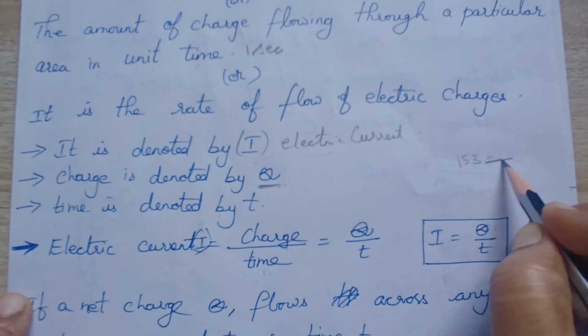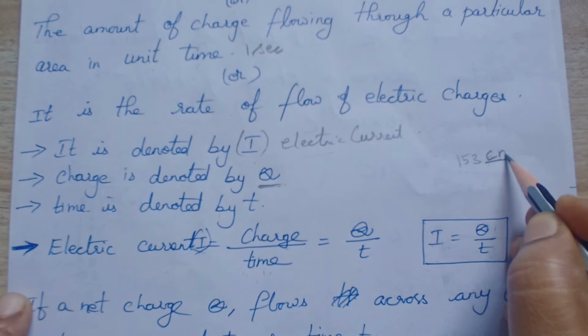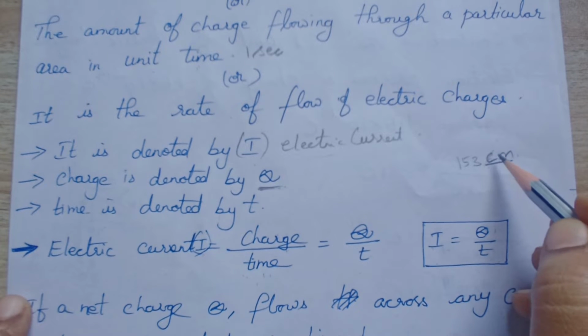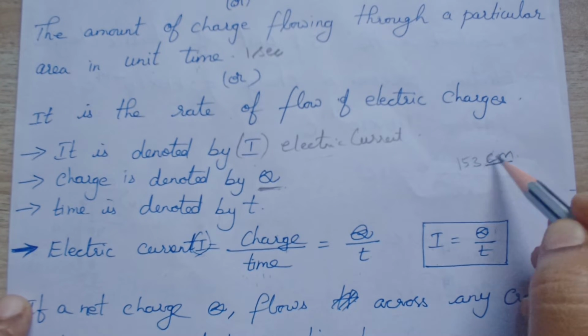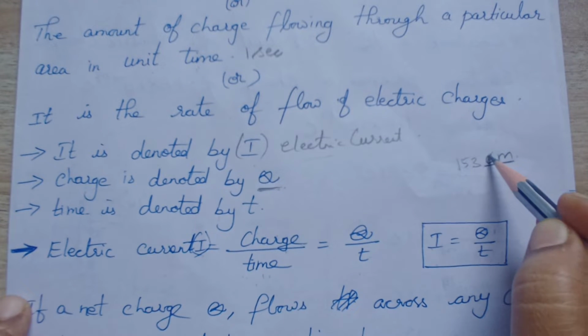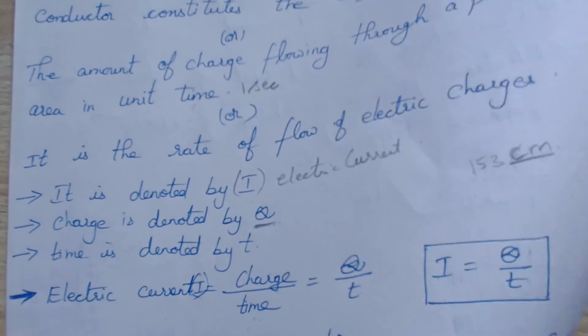First you have to denote with the unit, right? So your height may be 153 centimeter. If you wrongly mention 153 meter, that's totally wrong, right? So you have to mention the unit. Your height is 153 centimeter. Likewise, electric current also has a unit.